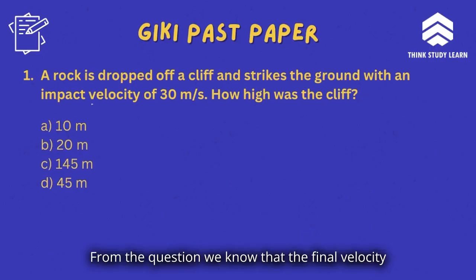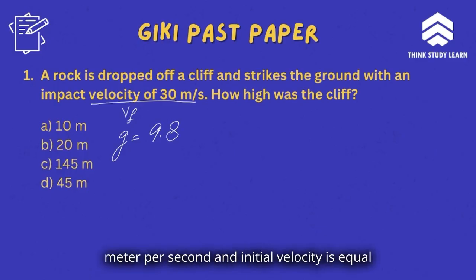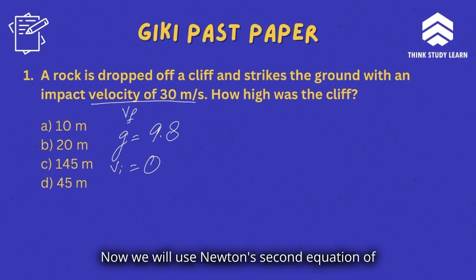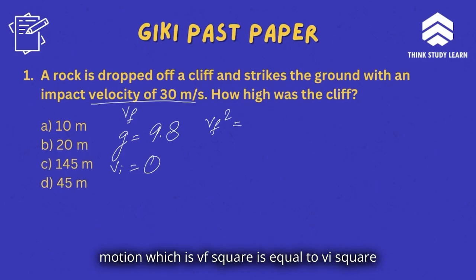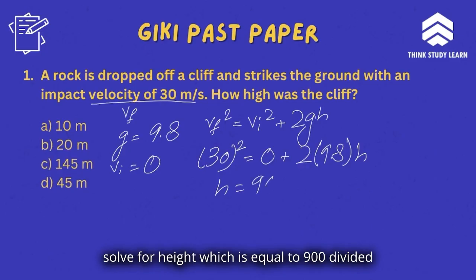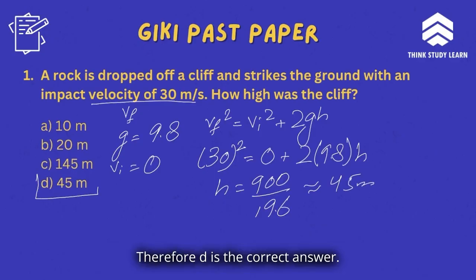From the question, we know that the final velocity is equal to 30 meters per second, the gravity is equal to 9.8 meters per second squared, and the initial velocity is equal to 0 meters per second. Now we will use Newton's third equation of motion, which is Vf squared is equal to Vi squared plus 2gh. Now we will put in the values and solve for height, which is equal to 900 divided by 19.6, which is approximately equal to 45 meters. Therefore, D is the correct answer.